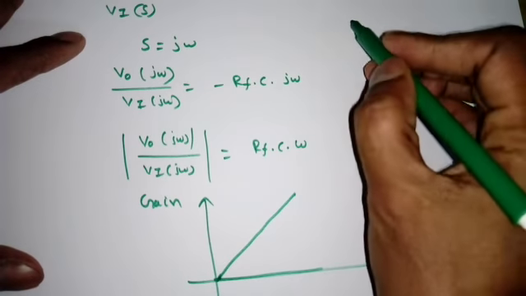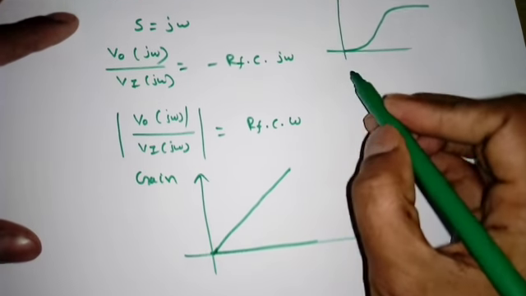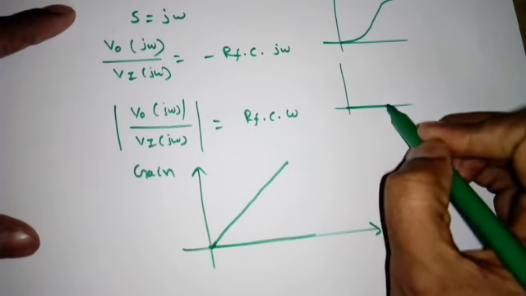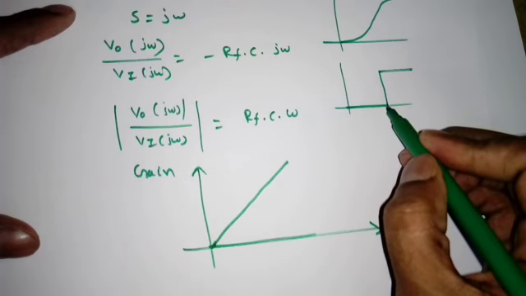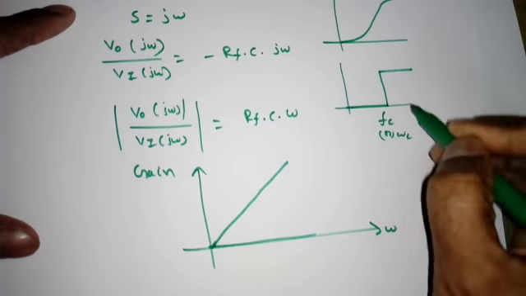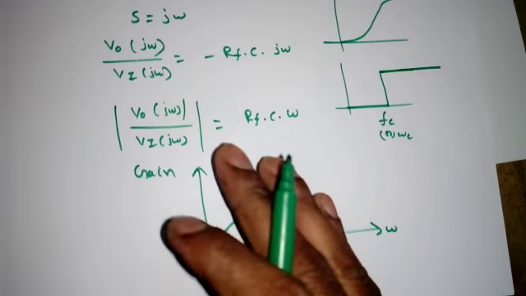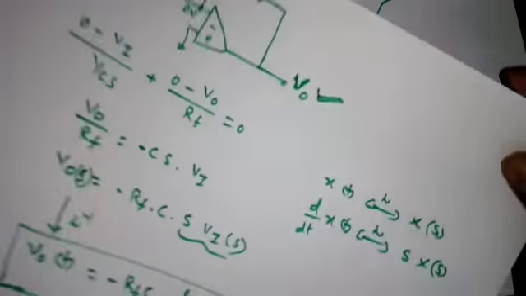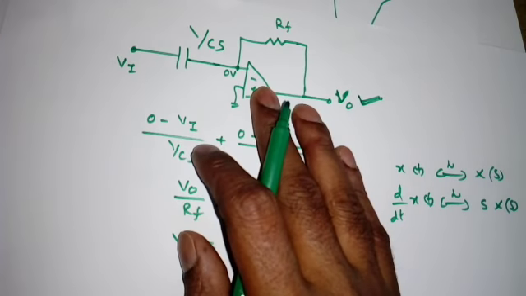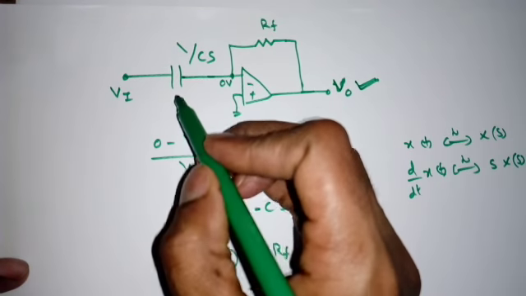If we observe the high pass filter frequency response, if it is purely ideal, it will look something like this. From the cutoff frequency fc or omega c, the gain will be constant. Now to make it practical, we have to modify this circuit. We have to add a resistor in series with the capacitor C, so that it looks like this.